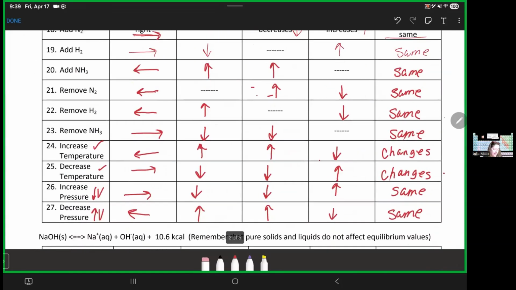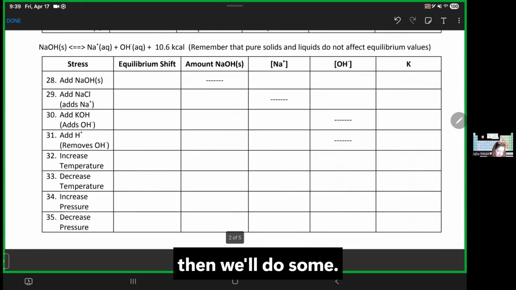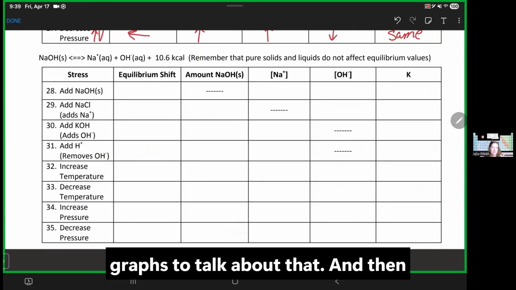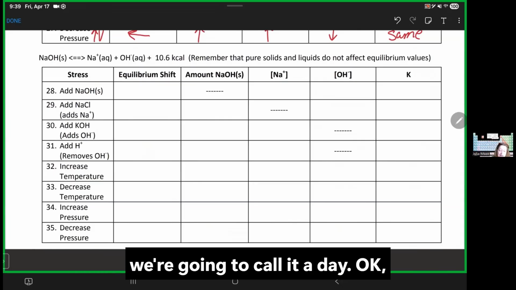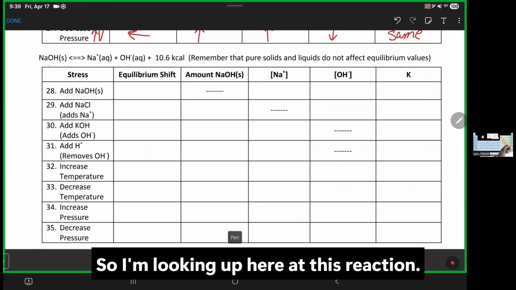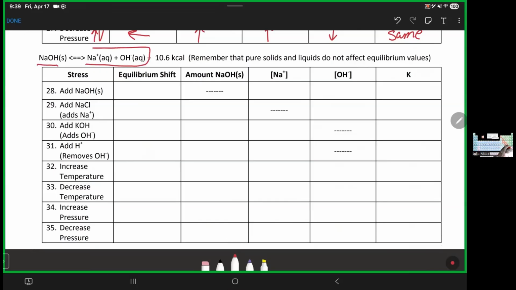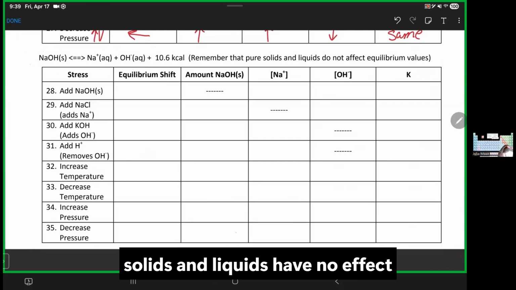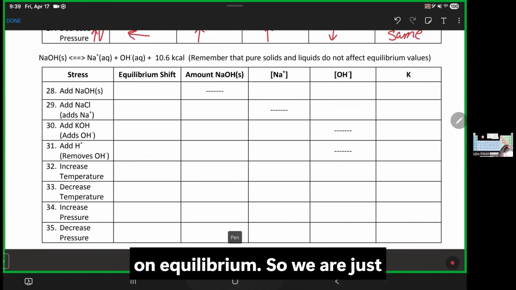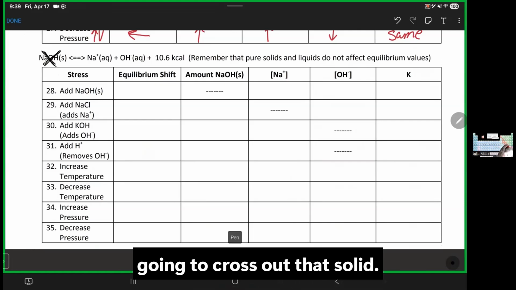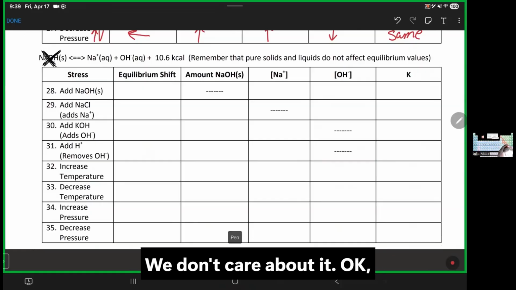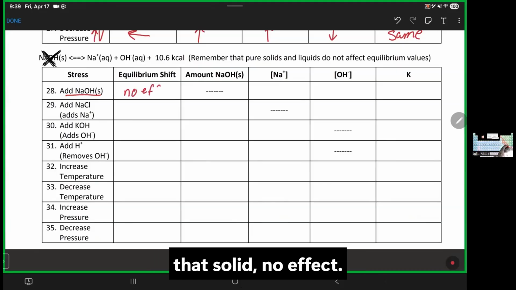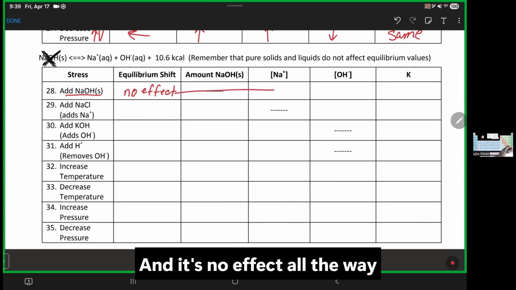All right, let's do one more of those, and then we'll do some endothermic and exothermic graphs to talk about that, and then we're going to call it a day. Okay, so I'm looking up here at this reaction. And remember, solids and liquids have no effect on equilibrium. So we are just going to cross out that solid. We don't care about it. So when I look at adding that solid, no effect. And it's no effect all the way across.